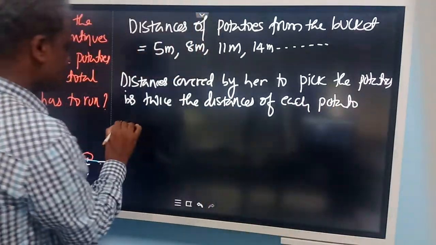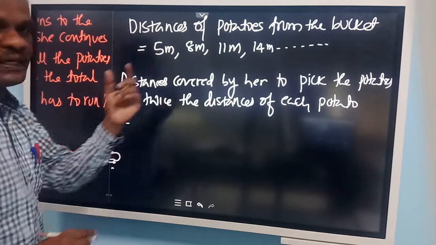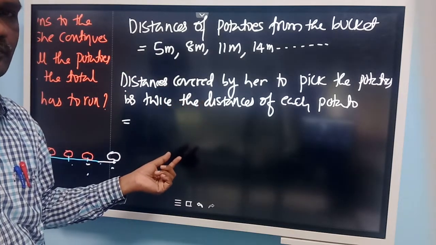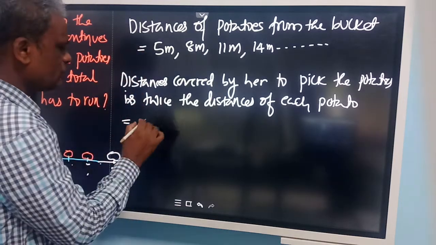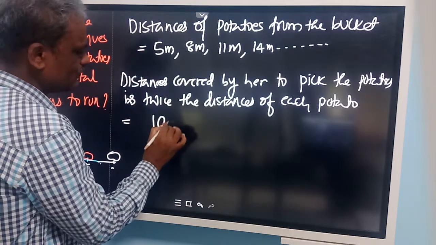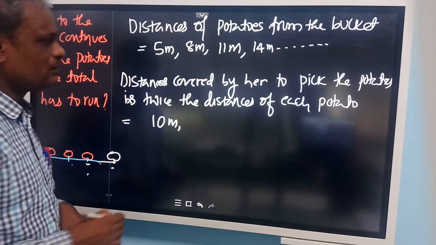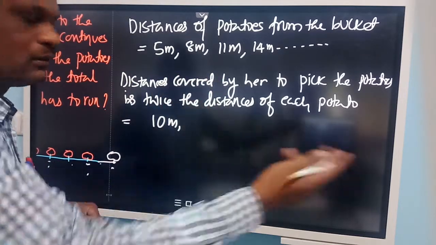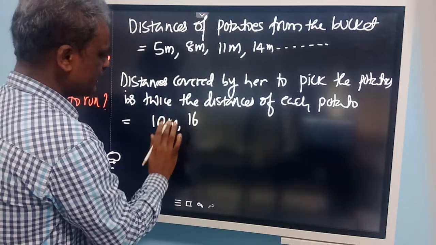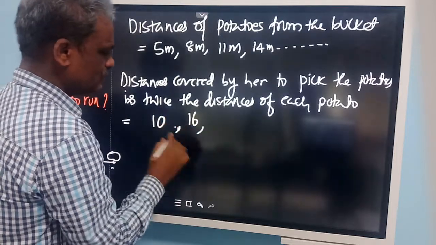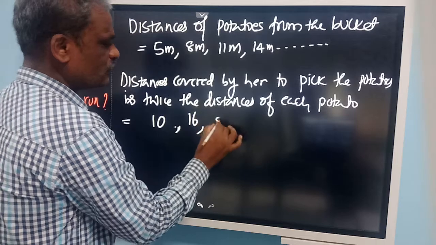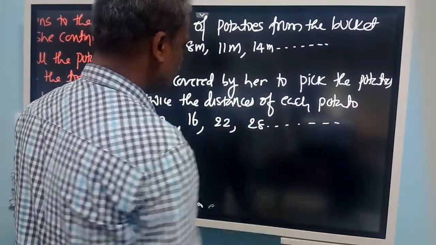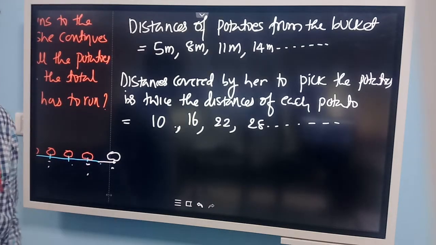So to pick up the first potato, how much distance does she have to cover? 5 into 2 times. So let us write 10 meters. 5 into 2, 10. To pick up the second potato, how much distance does she have to cover? 16. So you can write 10, 16, then 22, then 28. Like this it goes.